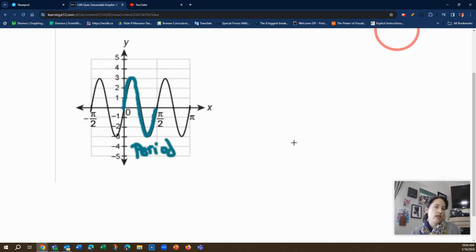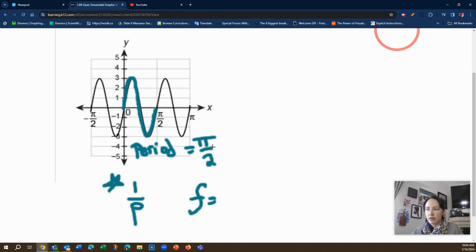They don't give us an equation. They don't give us anything. So we have to look at it visually. If the period is pi over 2, that means the frequency is 1 over the period, but you can think of this as a reciprocal. So the frequency, just flip it, 2 over pi.